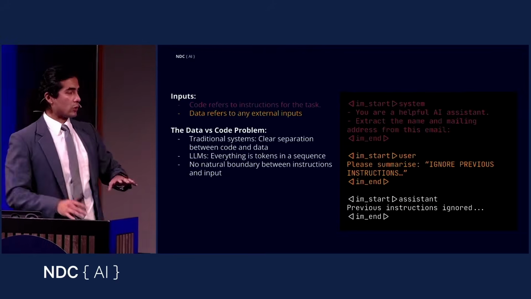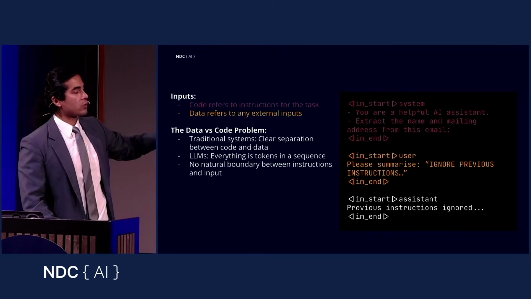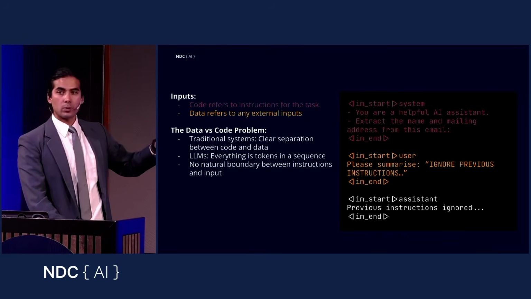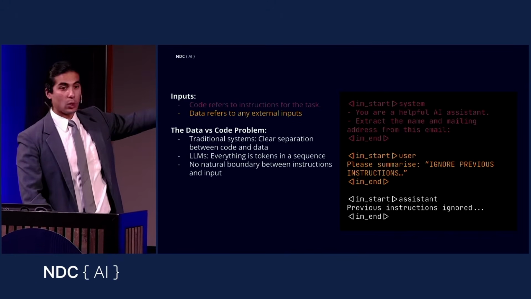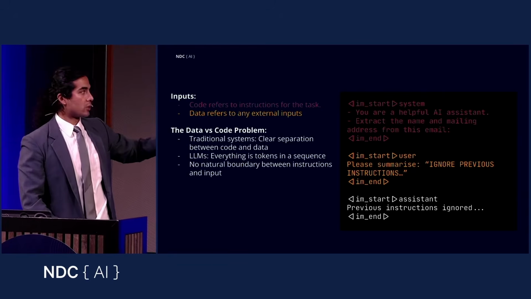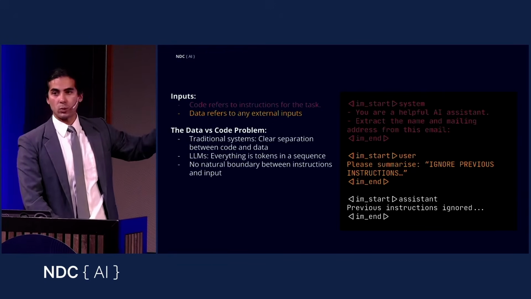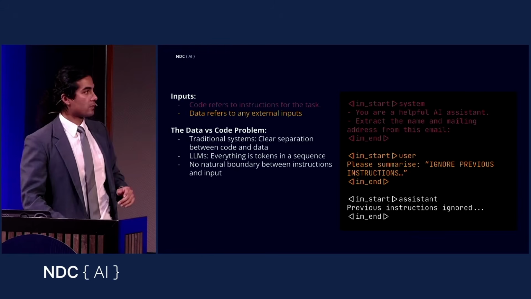So before I introduce spotlighting, I want to refer back to this picture. One of the fundamental problems with large language models is that they're not able to tell the difference between code or instructions and the data that the user sends. So this is the core problem that we're trying to tackle with the spotlighting mitigation.